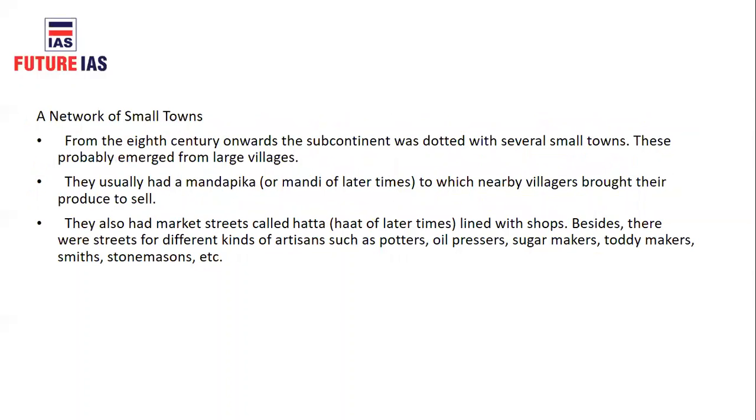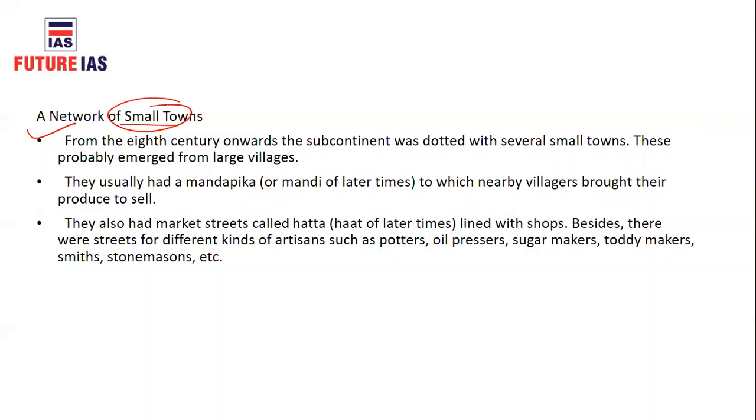All right. Then you have the network of small towns, dotted with several small towns. Now, these small towns probably emerged from villages, maybe from larger villages, isn't it? They usually had a mandapika, which is also known as a mandi. Once you have a number of villages, the villagers used to bring their produce to the nearby mandi. So the largest village may be converted into a small town where this mandi is located, isn't it?